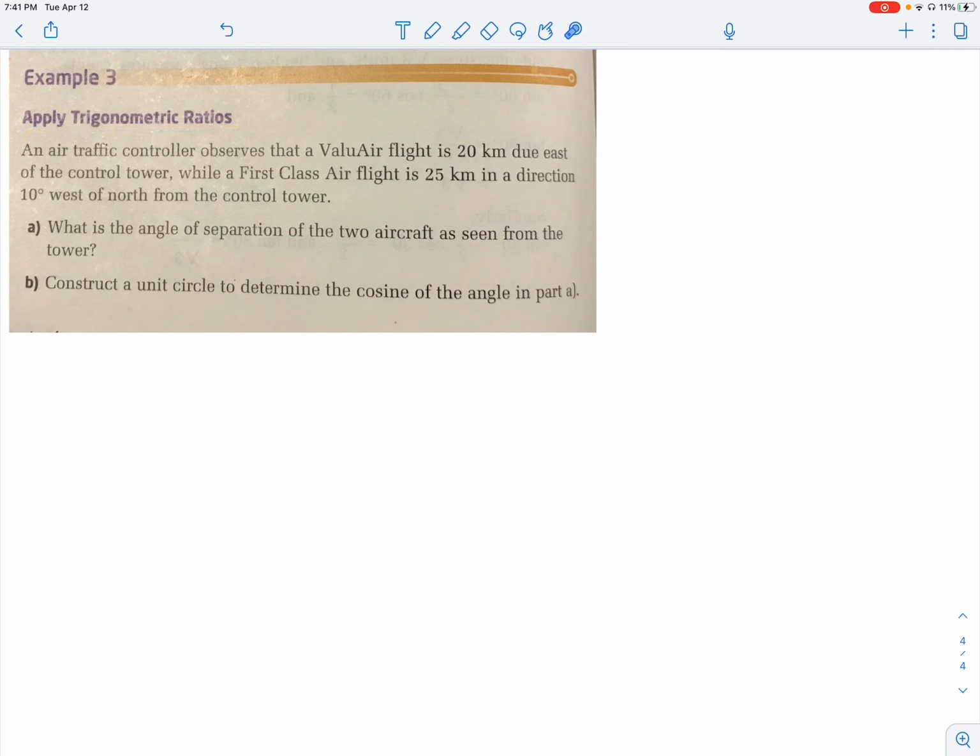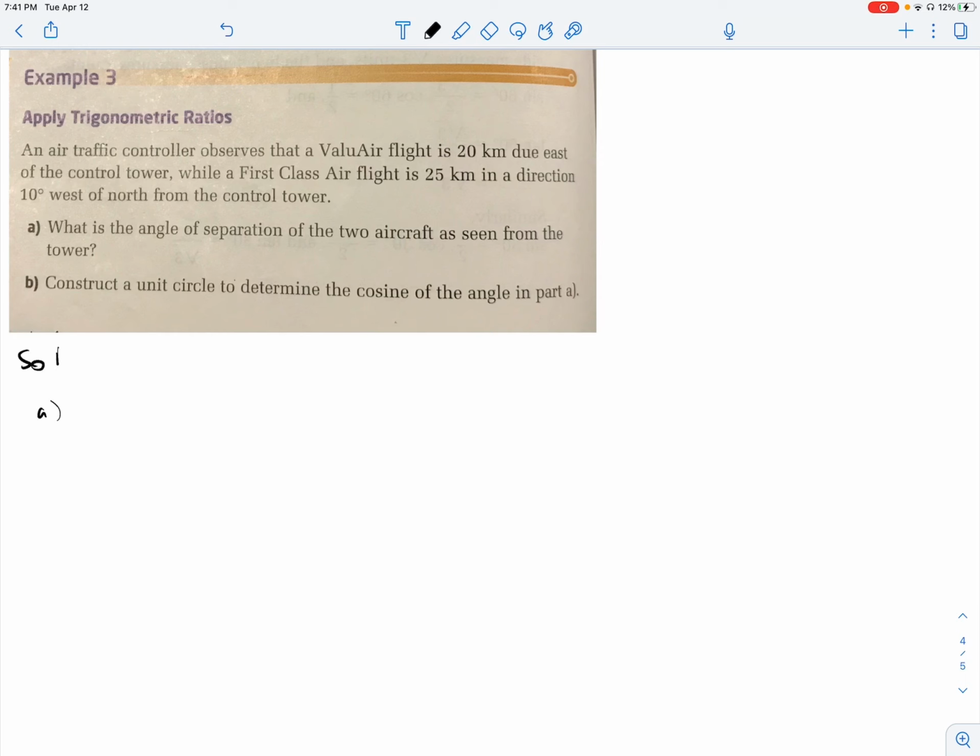So it says an air traffic controller observes that a value air flight is 20 kilometers due east, that means towards the east direction, of the control tower, while a first class air flight is 25 kilometers in a direction 10 degrees west of north from the control tower. What is the angle of separation of the two aircraft as seen from the tower?